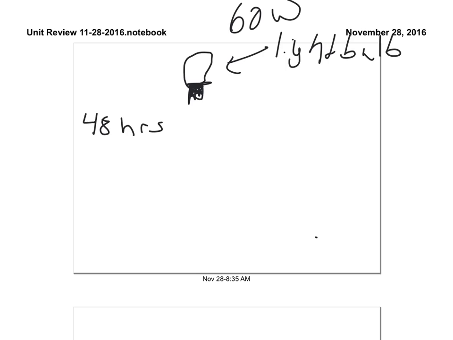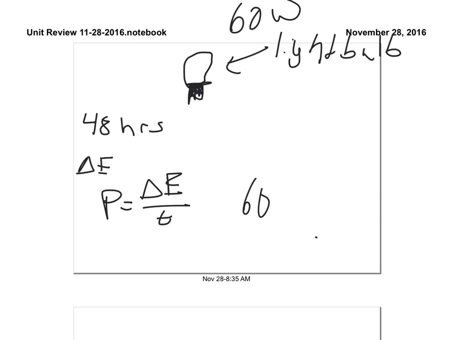My question is, how many joules of energy did I use up? How much energy got used? What was my change in total energy here? So I know I've got a 60-watt light bulb, and if I say that power is a change in energy over time, my power is 60. I'm looking for my change in energy, and I need a time. So I've got 48 hours, but remember that time has to be in seconds.